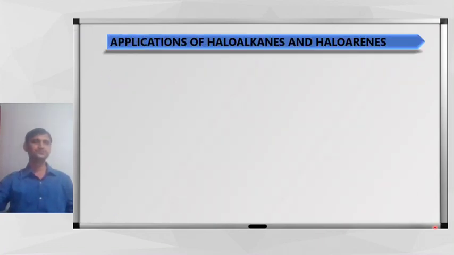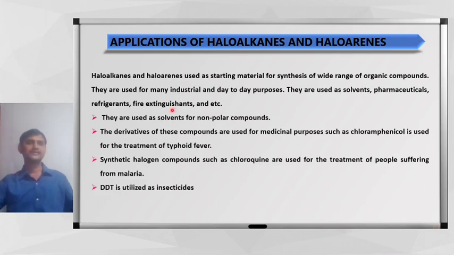Next, applications of haloalkanes and haloarenes. Already we know haloalkanes are used as solvents or as starting materials in laboratories, and chlorofluorocarbon is also hazardous to us. Now see, haloalkanes and haloarenes are used as starting materials in laboratories over a wide range. They have many industrial uses in day-to-day life also. In the pharmaceutical industries, they are also used as refrigerants and fire extinguishers.